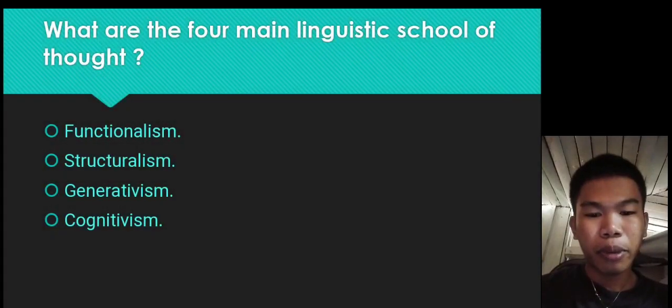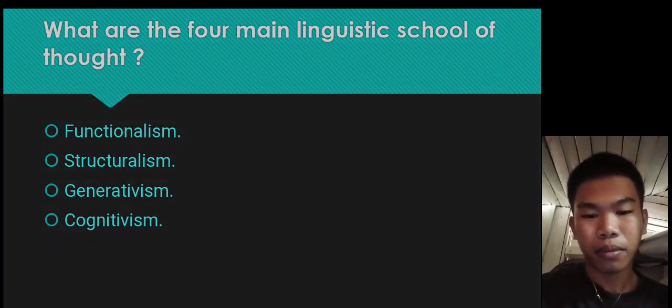What are the four main linguistics schools of thought? One is functionalism, second structuralism, third generativism, fourth cognitivism.